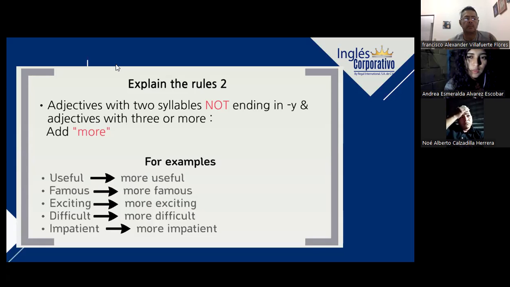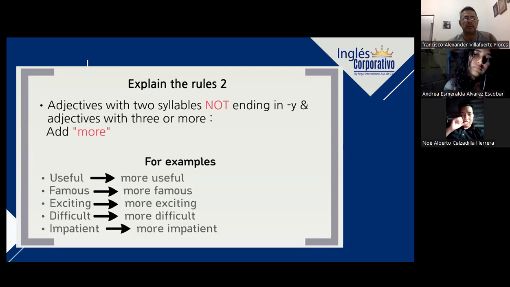Exciting. Entonces ya vemos ahí más de dos sílabas. ¿Qué significa exciting? Emocionante, right? Entonces, ¿qué quiero decir más emocionante en inglés sería? More exciting, right? More difficult. Okay. More impatient, más impaciente.